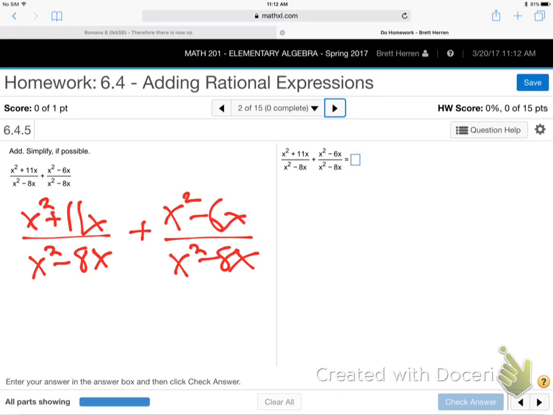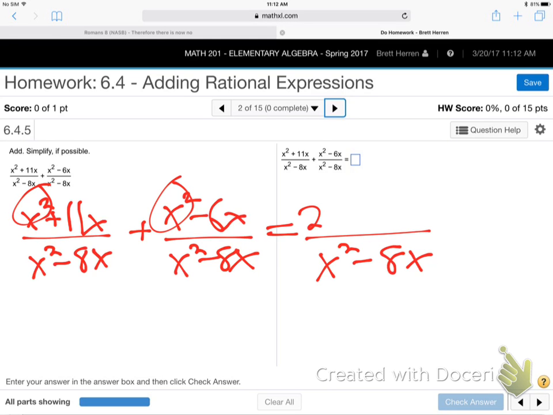Since they match, just go ahead and add the tops. It's just like the last one where both denominators had an 8. We can just add the tops. You've got a common denominator already. X squared minus 8x. So x squared plus x squared is? 2x squared. Good. You just add the understood ones in the front. You don't add the powers, right? When do we add powers? When we're multiplying. But we are adding.